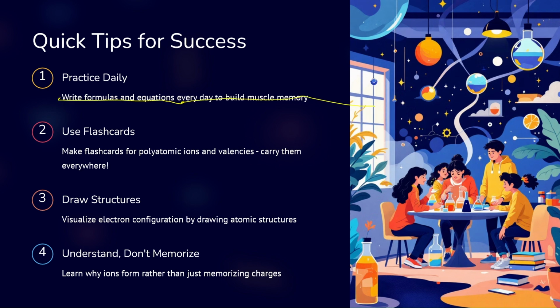Okay, next, quick tips for success: practice daily, write formulas and equations every day to build muscle memory. Use flashcards, make flashcards for important topics which you can revise from in 10 to 15 seconds. The third step is not required. And the fourth step, understand, don't memorize. It says to understand the concepts deeply rather than memorizing them, which makes your study interesting and joyful.